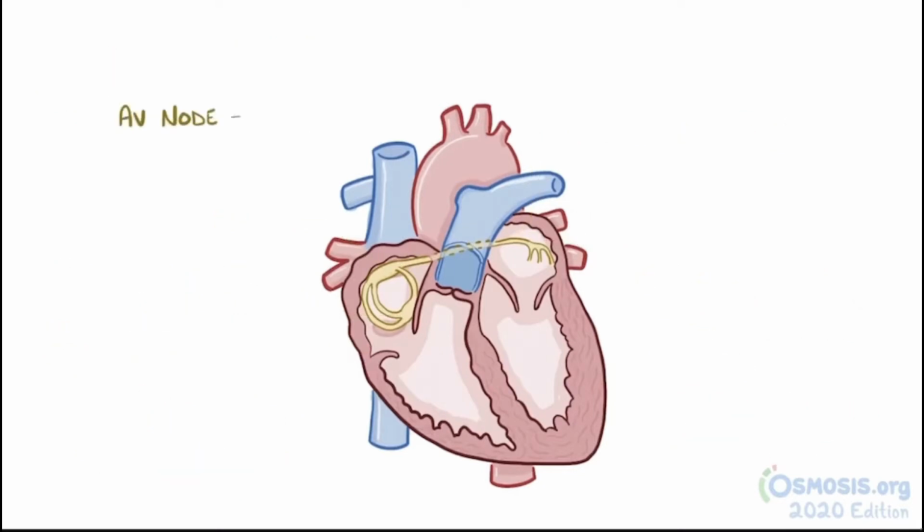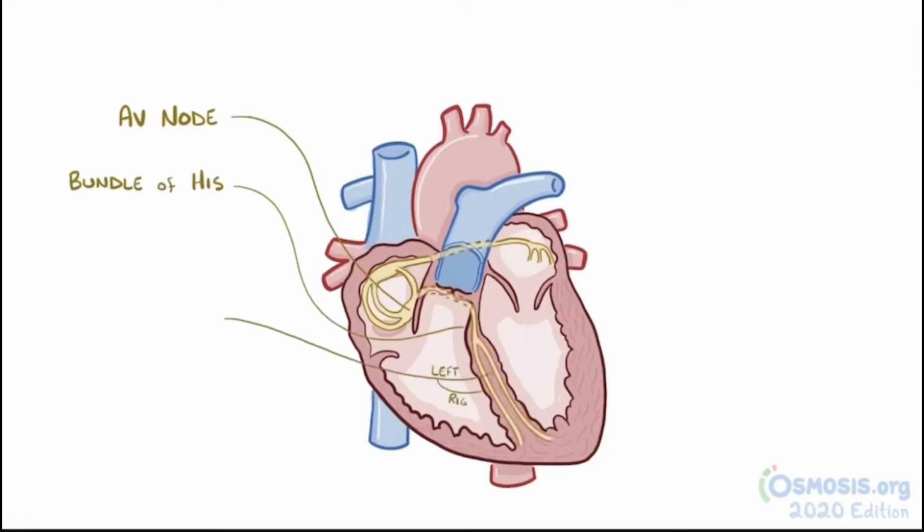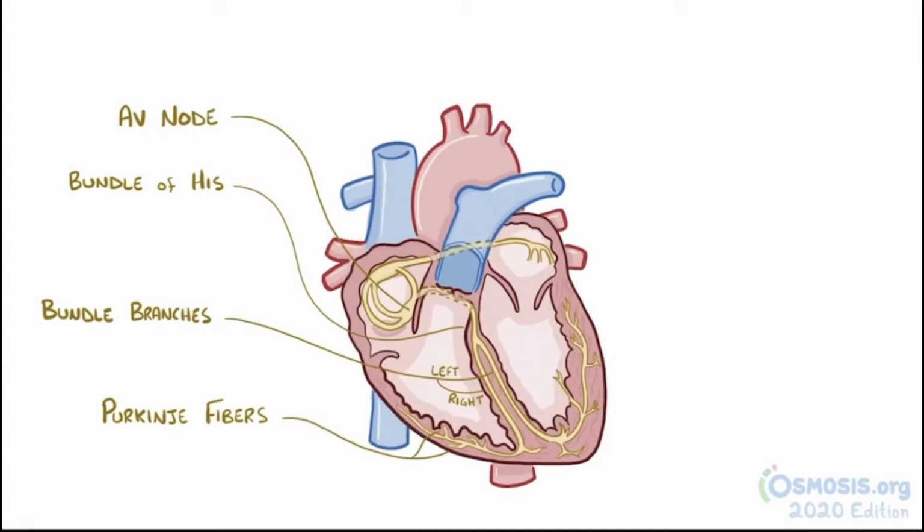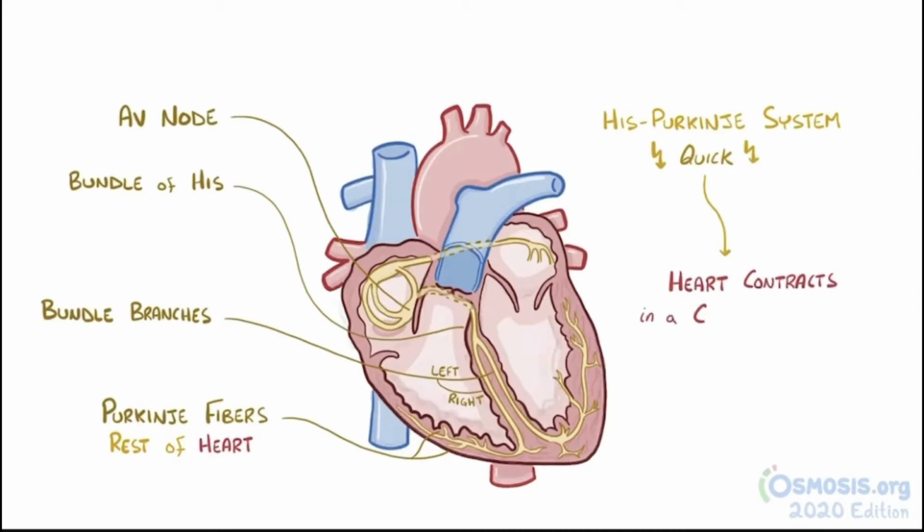From the AV node, the depolarization wave travels through the conducting system of the ventricles. First, it goes to the bundle of His, and then into the left and right bundle branches and into the Purkinje fibers. The Purkinje fibers are the final bit of conductive tissue that spread the depolarization wave to the rest of the heart. The His-Purkinje system conducts the depolarization wave really fast, and this is important because it makes the heart contract in a coordinated way.